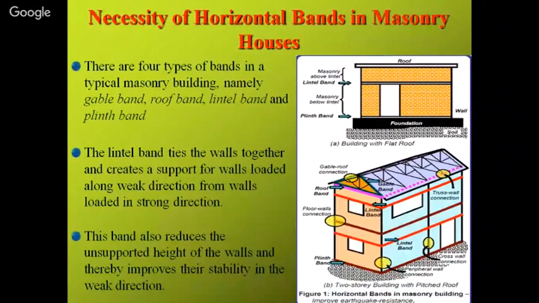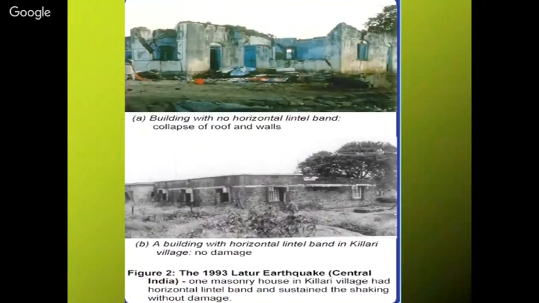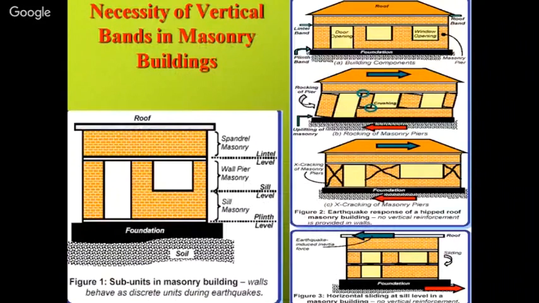Now here you can see the horizontal bands, gable bands as well as horizontal bands in masonry construction. This is the plinth band, this is the lintel band, and this is the roof band in case of masonry construction. And here you can see the gable band, here the roof band, these are the gable bands. Okay, these are some of the collapses which you can experience during an earthquake.